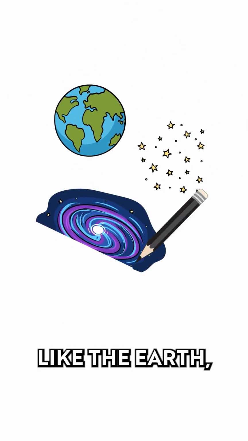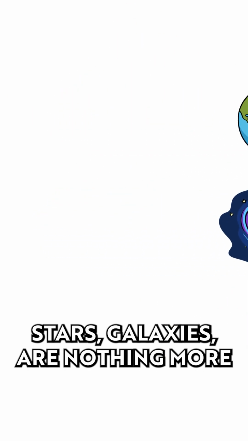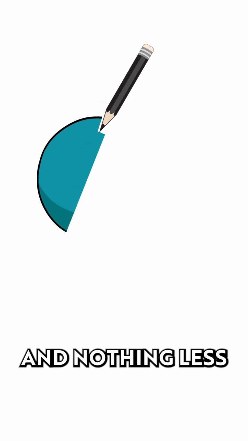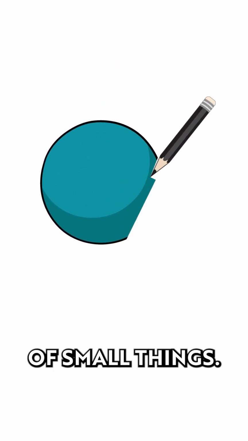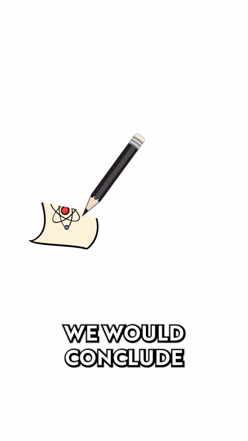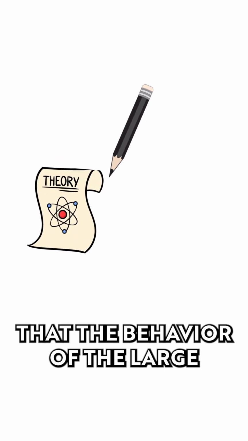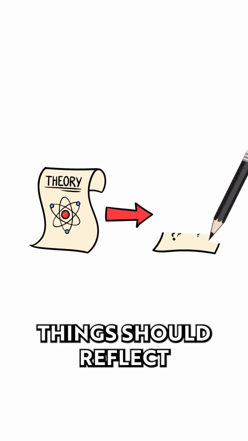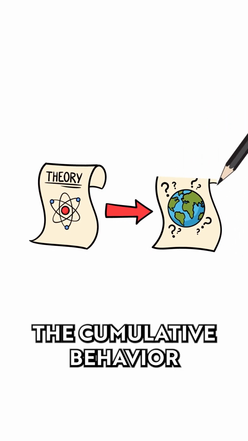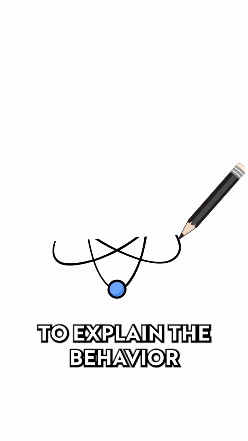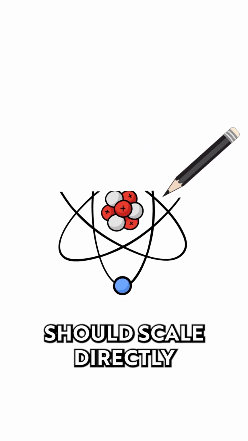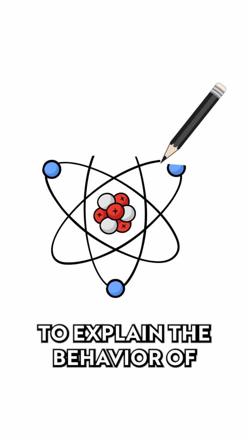Large things like the Earth, stars, galaxies are nothing more and nothing less than large accumulations of small things, atoms. Using grade school logic, we would conclude that the behavior of the large things should reflect the cumulative behavior of all of the atoms that it's made of. Whatever theory we use to explain the behavior of the atom should scale directly to explain the behavior of the Earth.